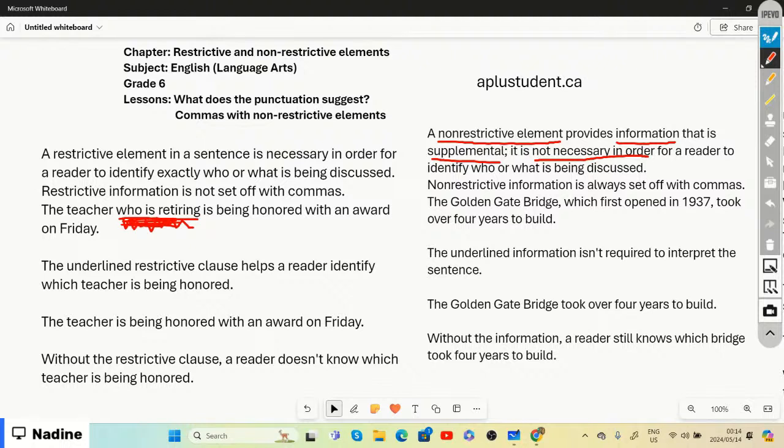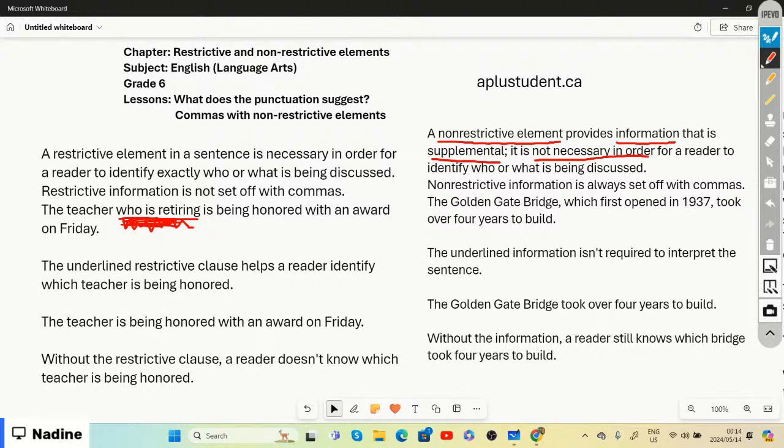So as far as we know, Miss Nadine said that she's going to retire. Miss Nadine's already at the age, for example, of retiring, right? Somebody had mentioned already that Miss Nadine is retiring. So now we know who the teacher is that is going to be honored with an award on Friday, right? So that is a restrictive element.